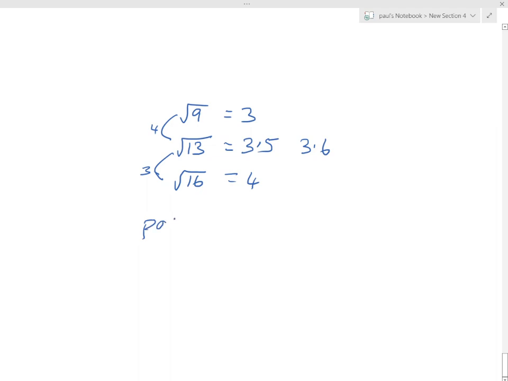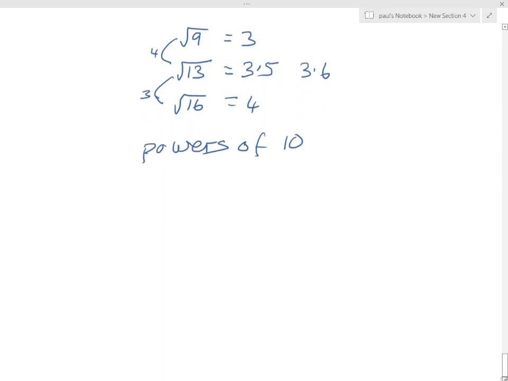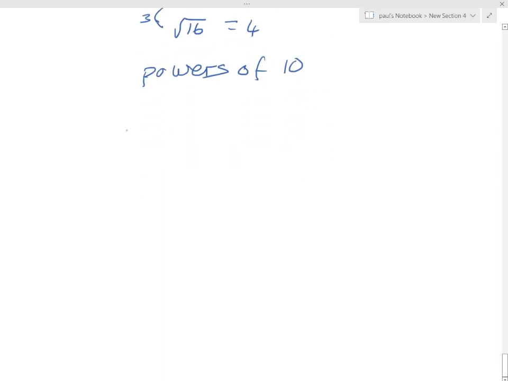Last bit, powers of 10. Don't need to worry about this bit. So, let's have a look. Powers of 10 is the other way around.